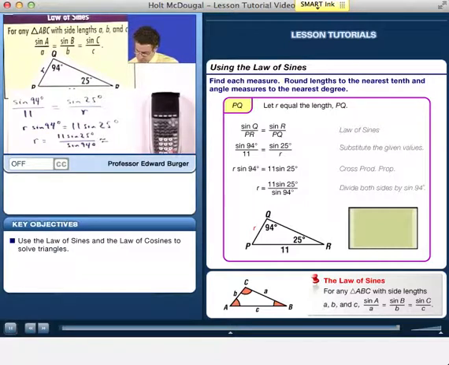But actually, I want to do this with you because, well, I just want to do it with you, and I'll show you why. So let's take 11, and we're going to multiply it by the sine of 25.